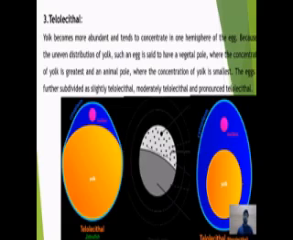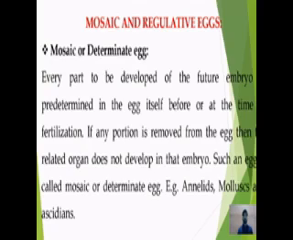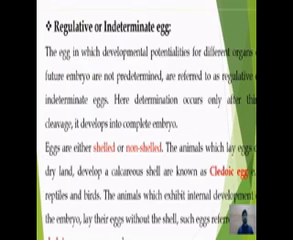The next one is the pronounced telolecithal. Yolk is present at one hemisphere or pole, no doubt, but the nucleus is present at the other pole, and this is known as the animal pole. And next, eggs are also divided into mosaic eggs and regulative eggs, the regulative or indeterminate egg.